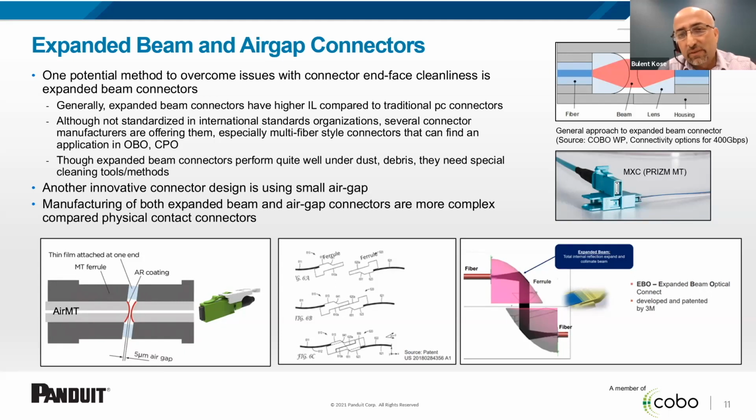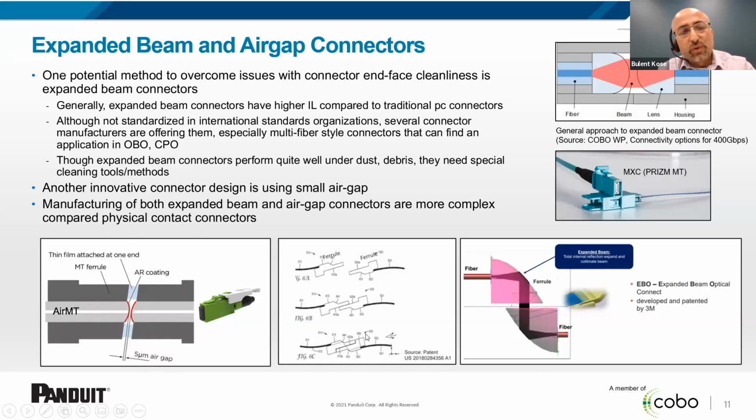But right now, there are a couple of companies developing these, and although they are not standardized, they are being offered, and they could be used for onboard optics and CPU applications, especially for connectors on the board, because of the area, and because there are really no standards for those connectors there. And the adapters have to be very small, so these connectors could be a good application there. Another innovative connector design is using air gaps. I show one of the examples here, Air MT, which I believe is from US Senko.